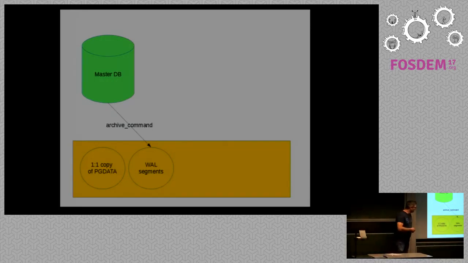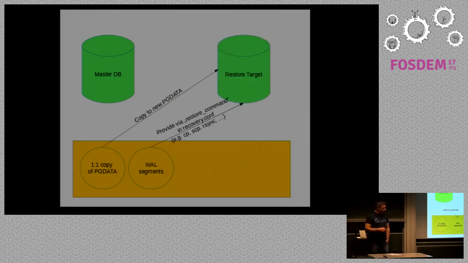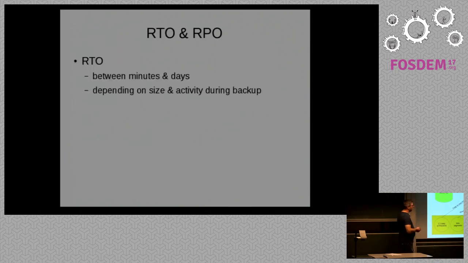So what you want to have is something that will put the WAL segments next to your one-to-one copy, and that would be the archive command. Then you can take this file system copy of your database to some new server, your restore target, and you will do a restore command in a file called recovery.conf and tell it to fetch the WAL segments and start that database. It will see, oh, I'm not complete, I need some WAL segments, we'll fetch them from here, and then you're ready to go.